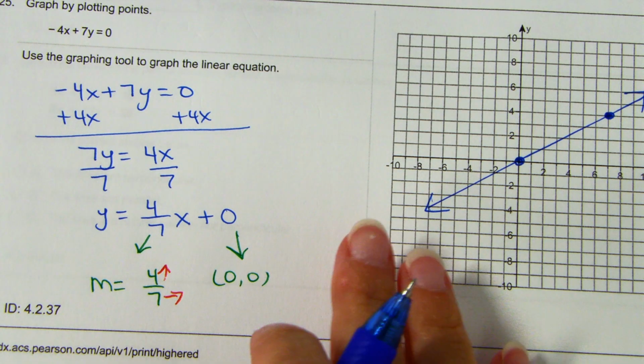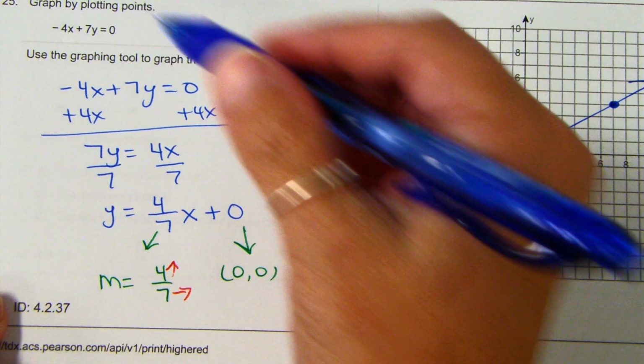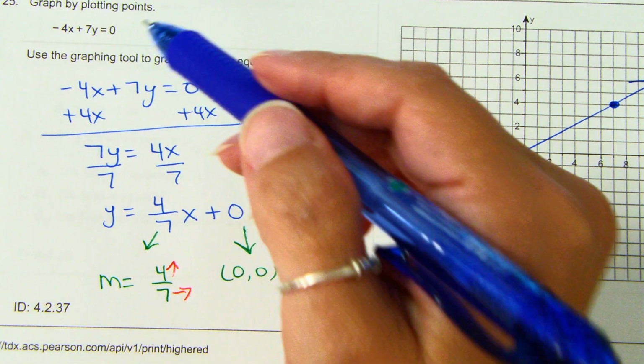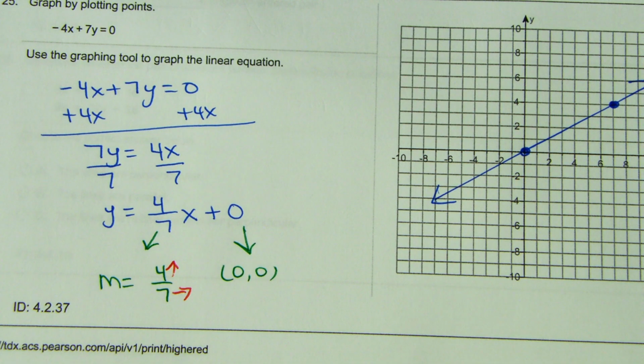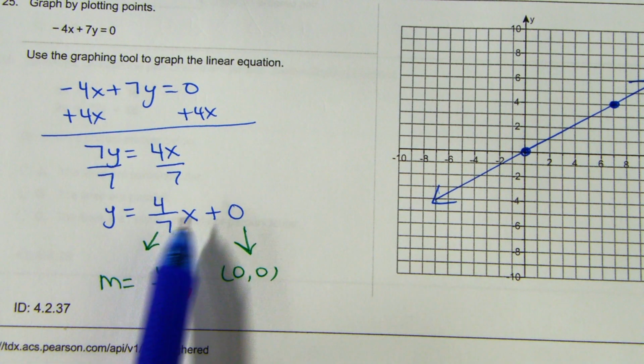Now, again, you could have done this a different way. You could have picked random x values, plugged them in. The risk you run in that is that you're going to have fractions or decimals. And so that's why your best option is always to get your equation into the y equals mx plus b format, plot your b, use your slope to plot your second point.